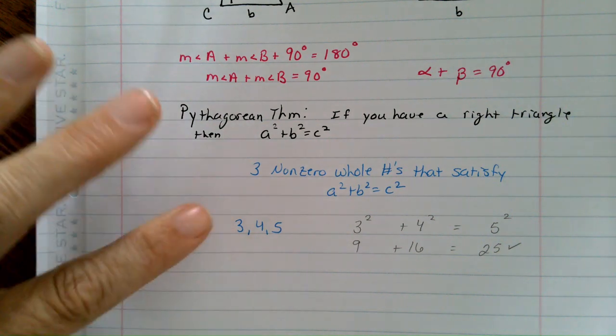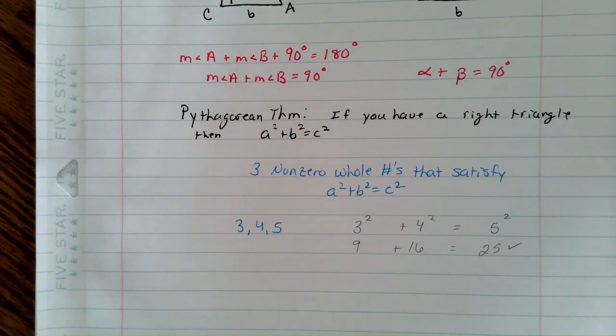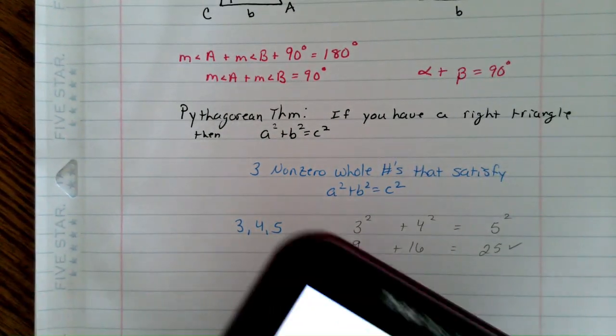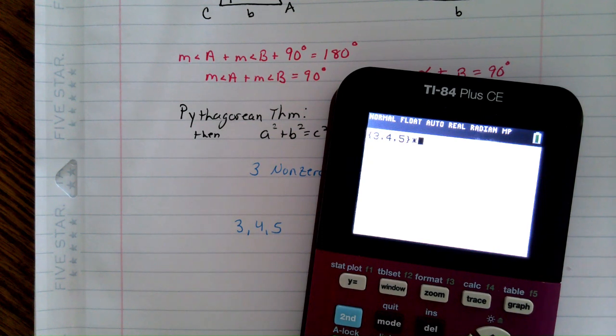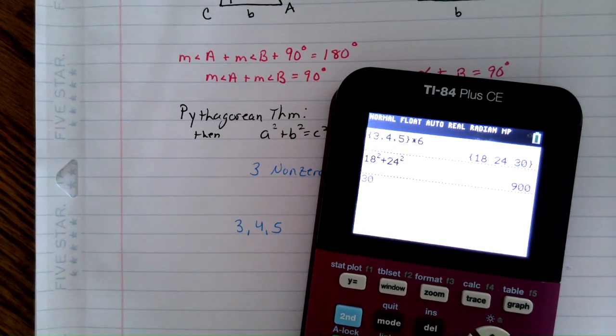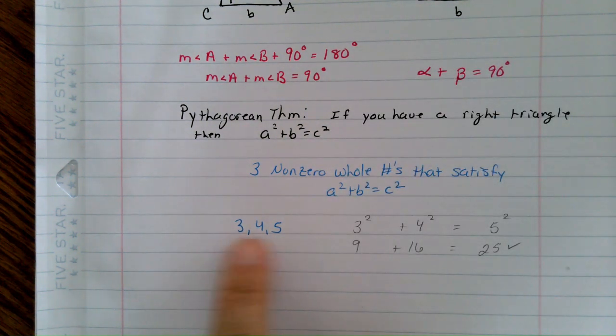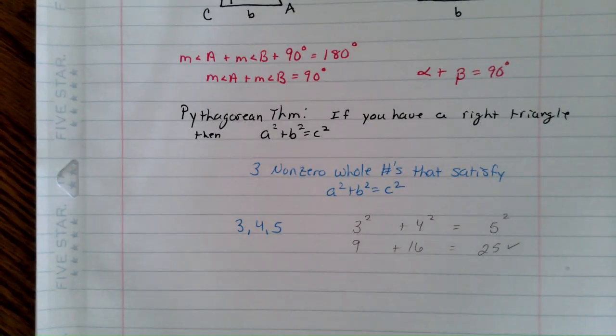So what if I were to take each of these times 6? Okay. So instead of 3, 4, and 5, what if I had 18, 24, and 30? Well, 18 squared plus 24 squared is 30 squared. So that's just a proportionality. It's like taking the 3, 4, 5 triangle and blowing it up. It's still going to have those perfect numbers. So any multiple, any scale factor of this 3, 4, 5 is going to work.